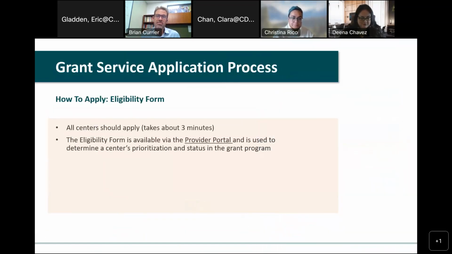The first step of applying for this grant service is to fill out what we call the eligibility form, which can be done on the provider portal on the OWP website. And with any luck, I'll demonstrate that in a minute. It only takes a few minutes to fill out this form, so we encourage everyone to apply. This form is used to determine a child care center's prioritization and status in our program. Next slide.